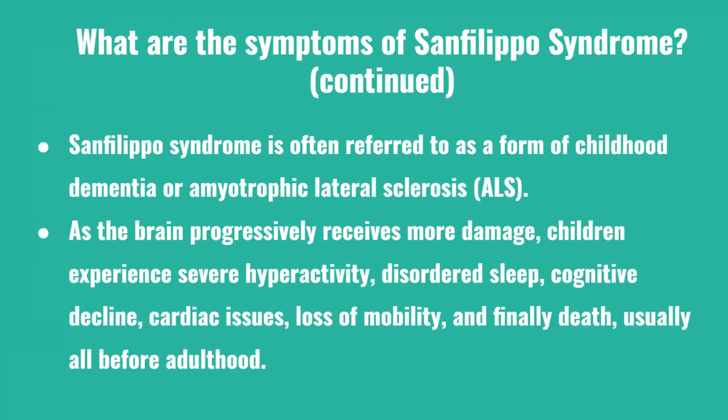Sanfilippo syndrome is often referred to as a form of childhood dementia or amyotrophic lateral sclerosis, better known as ALS or Lou Gehrig's disease. As the brain progressively receives more damage, children experience severe hyperactivity, disordered sleep, cognitive decline, cardiac issues, loss of mobility, and finally death, usually all before adulthood.